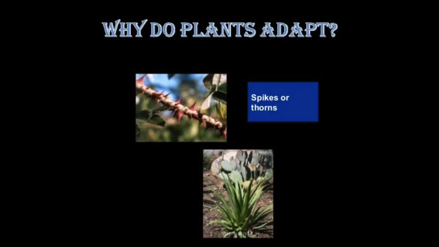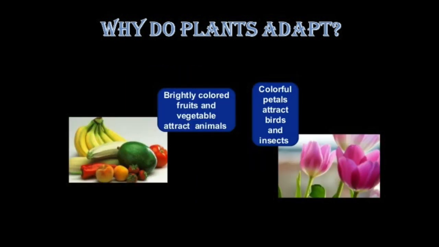Now we're going to talk about why plants adapt. Looks like here we've got some spikes and thorns. And in this visual, we have some pictures of brightly colored fruits and vegetables. That's to attract animals, so that would be an adaptation. Then we also have these flowers down here, and the colorful petals attract birds and insects. So those are some adaptations.